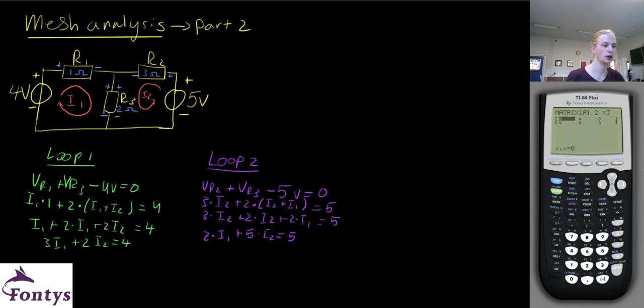So for here, we're first going to start the first one. So we got 3 times I1, 2 times I2, and it's equal to 4. Now we're going to insert the right one. So 2 times I1, 5 times I2, and that's equal to 5. Okay, that's it. We've added our matrix.